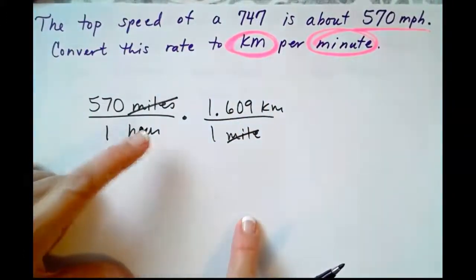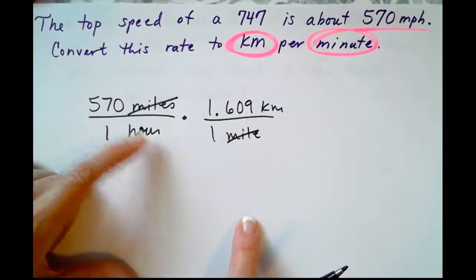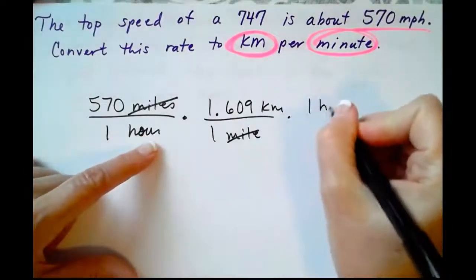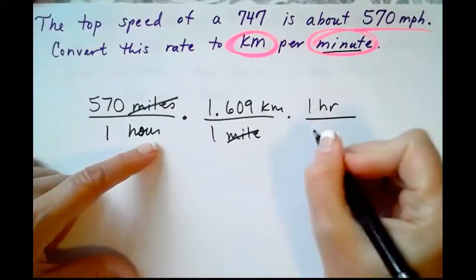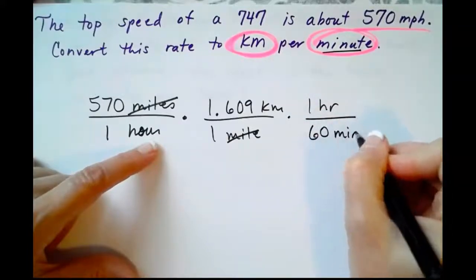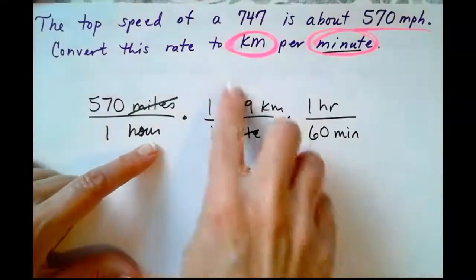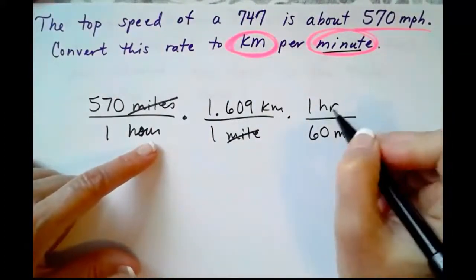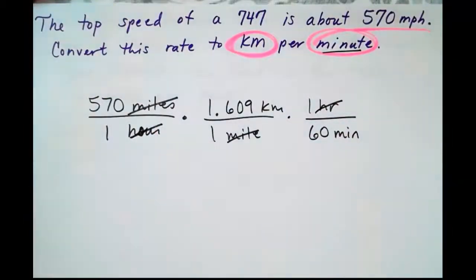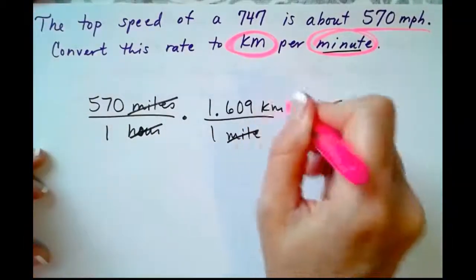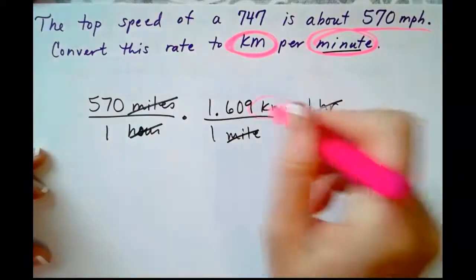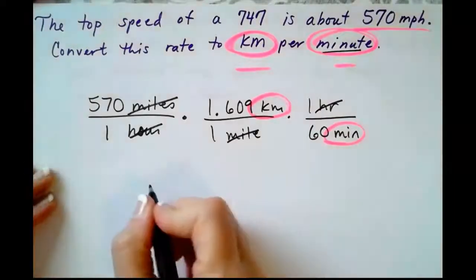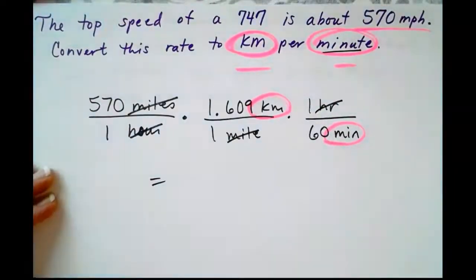So the next thing we need to cancel are the hours. So hours are on the bottom here, therefore we need an hour on the top. An hour is equivalent to 60 minutes. Remember, these are unit multipliers. They're all equivalent to 1. Now hours cancel. What are we left with? Kilometers per minute, and that's what we want. So we're going to stop. Now we're going to multiply straight across.